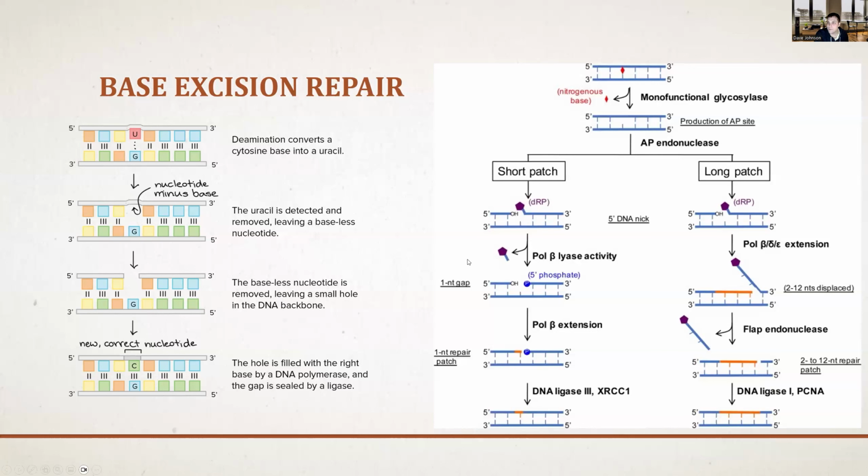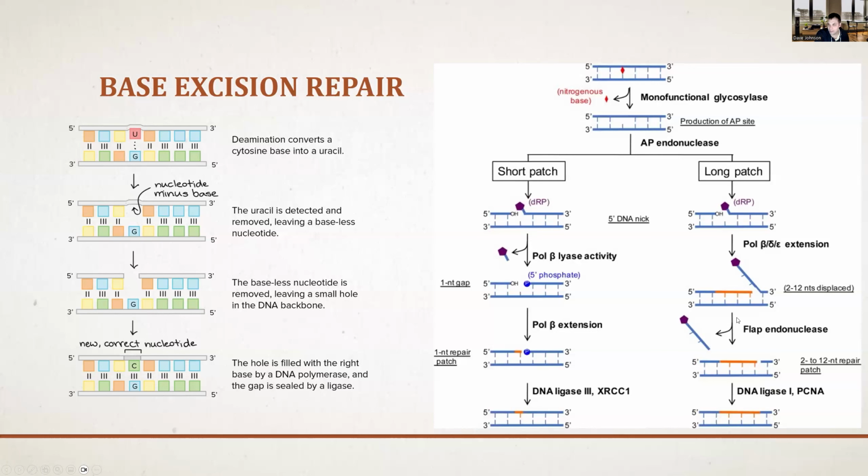And you can see what's happening right here. It depends on whether it's going to be a short patch or a long patch. Cells choose different ways of doing this. It depends on the nature of the damage. This is a very simple example of short patch. You get that problematic base. It gets removed. You come in and you essentially repair the one nucleotide.